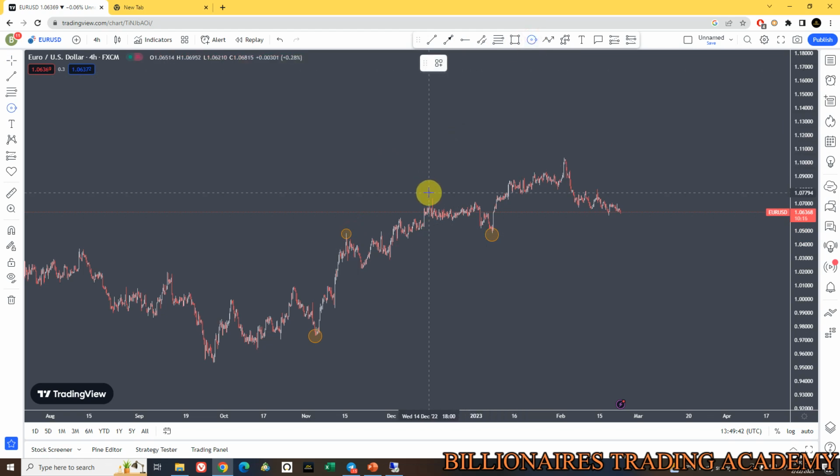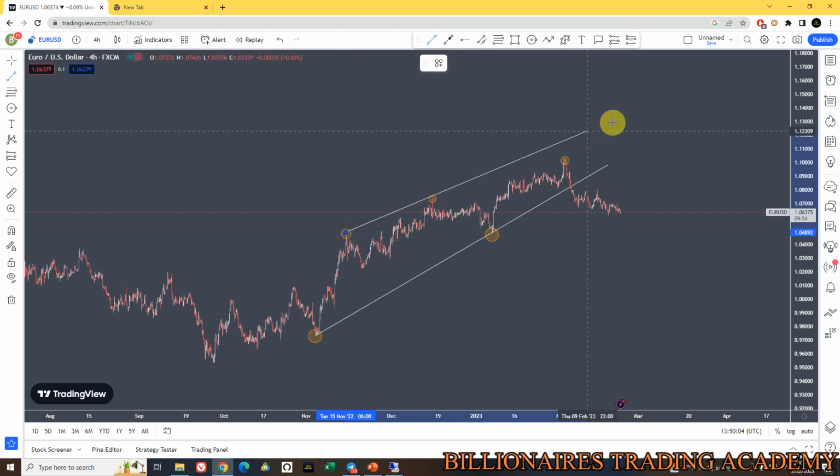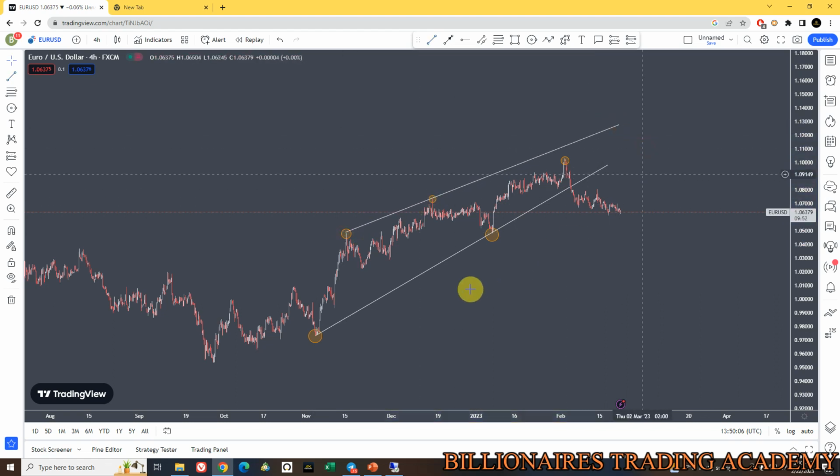We also have this one, which is also a major high. And then we have this one, which is also a major high. Now, how do you draw a trend line? You just start from here, one, and attach it to a second one, which is this one. Then from here, you attach it to the second one, which is this one. So it gives you a trend line, right?